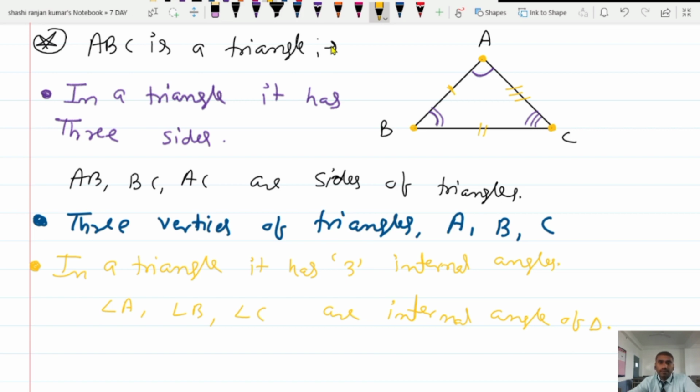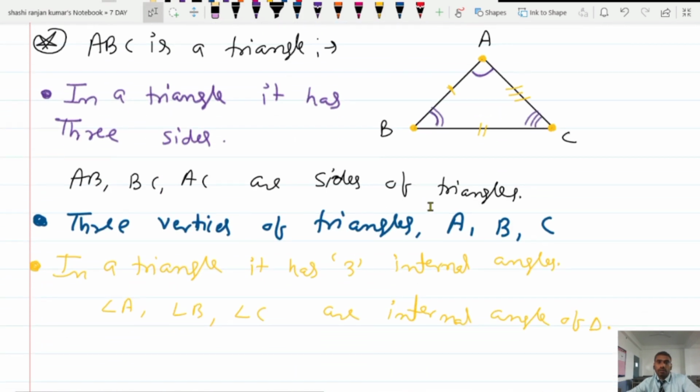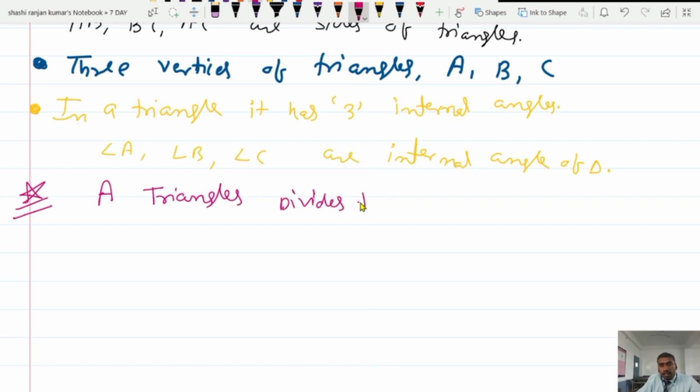Got this? Are there any questions? Fine. So moving forward, a triangle divides the plane into three parts. This is an important part we can write. A triangle divides the plane into three parts.